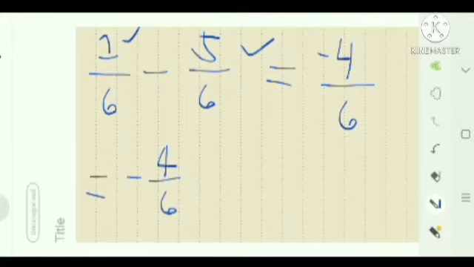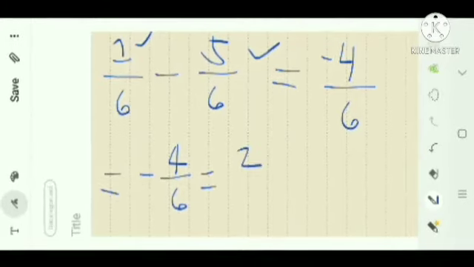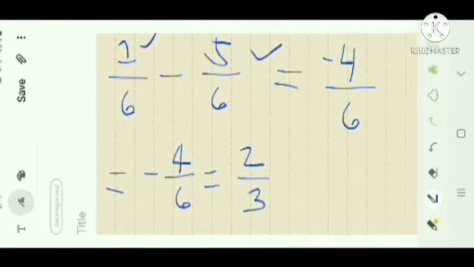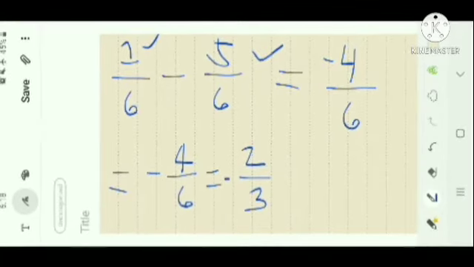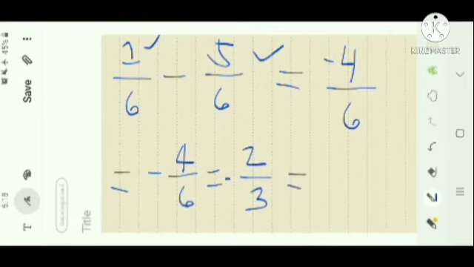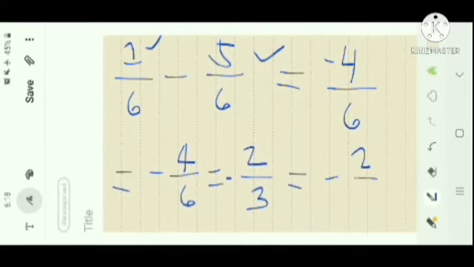So 4 divided by 2 is 2, and 6 divided by 2 is 3. Then copy the negative sign. So our final answer is -2/3.